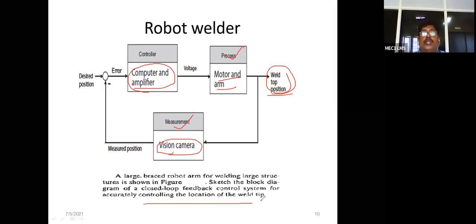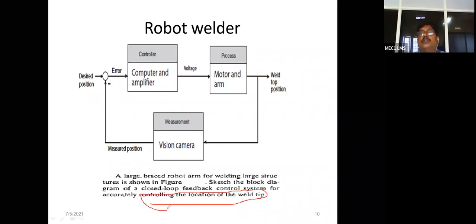Here, we are controlling the location of the weld tips. This is used for controlling the location of the weld. It's very, very important, controlling this location, the weld tip. Yeah, there are so many examples.